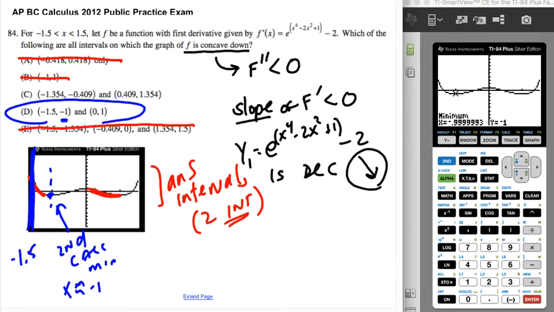Again, you do way less math if you can do this part, right? If you can translate, hey, how can I take what was given to me and use that information graphed in the calculator to answer the question without having to differentiate? That's really a valuable skill.